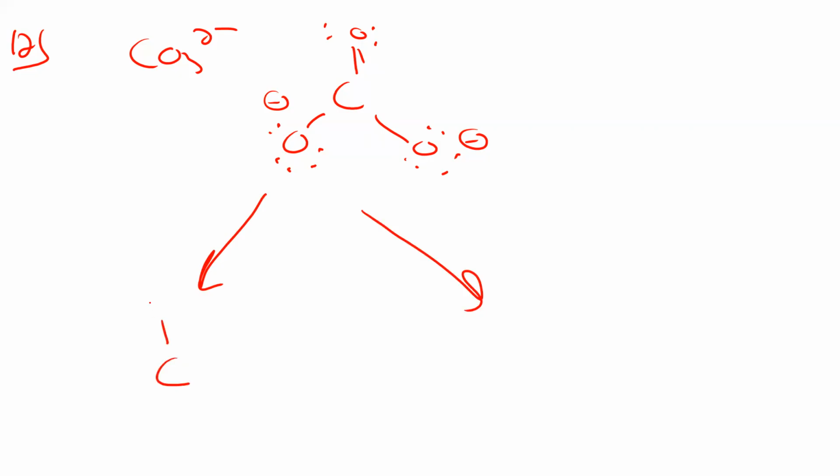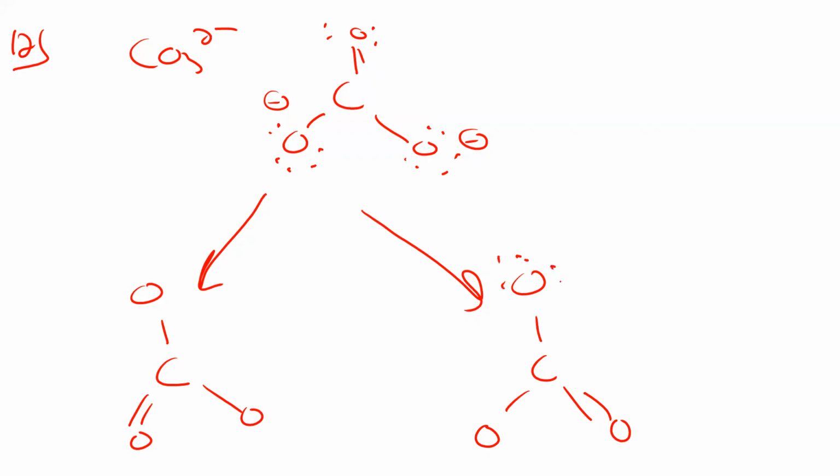So in one instance, it's going to be here. In the other instance, it's going to be on the other side. Just making sure that I have all the electrons. That's going to be the most difficult thing. There we go. So that's question 12.